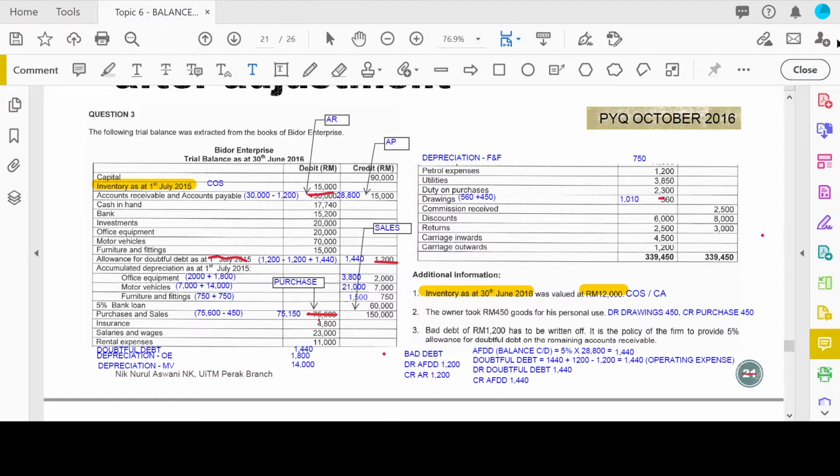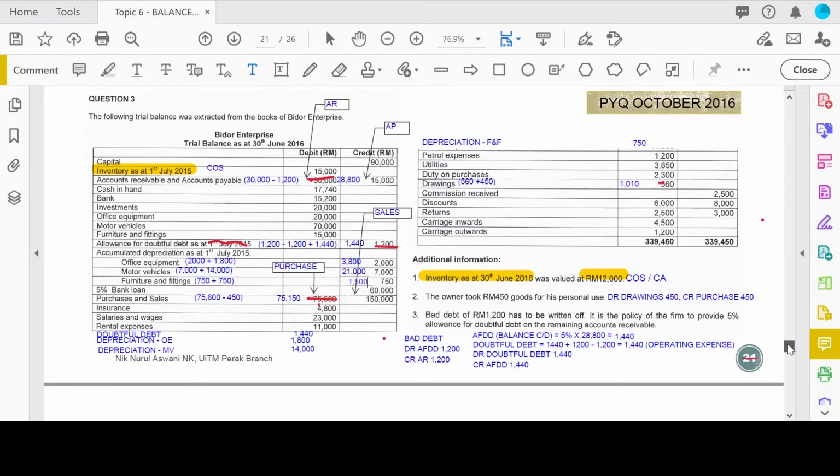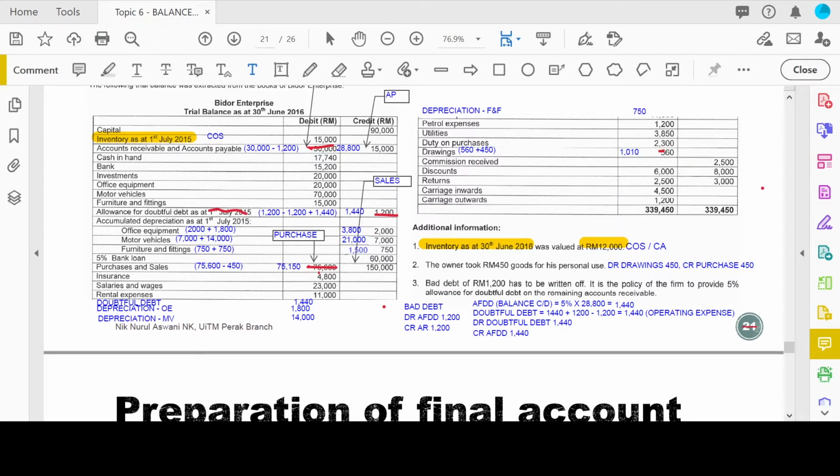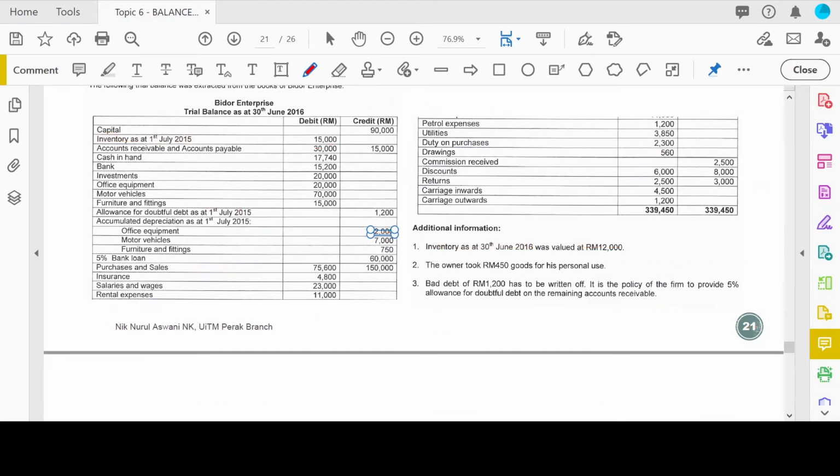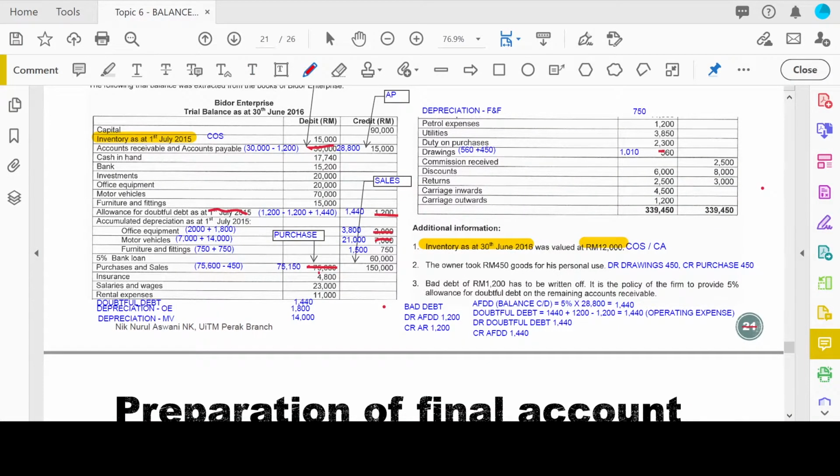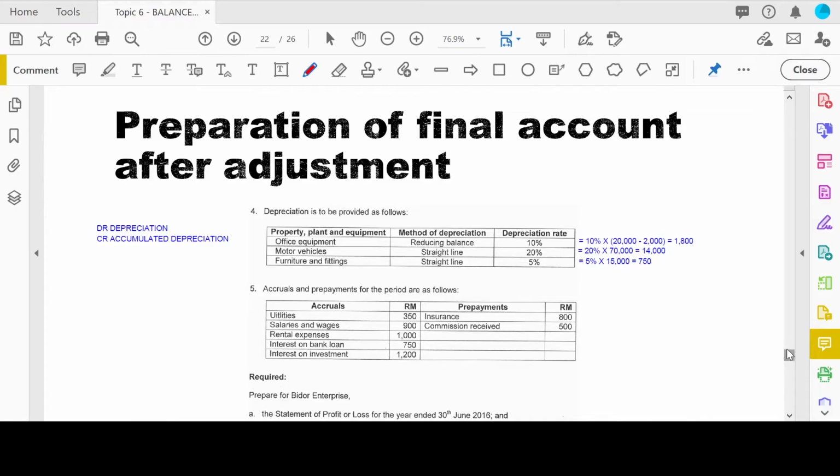Okay, settle adjustment number 4. So we cancel the previous amount, the previous balance. Next, accruals and prepayment for the period are as follows. Okay, so accruals and prepayment.